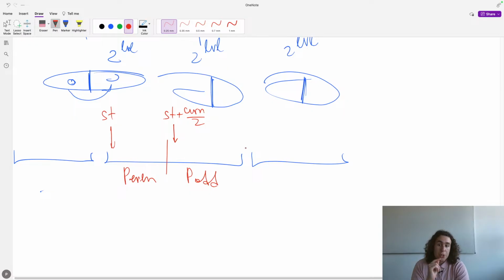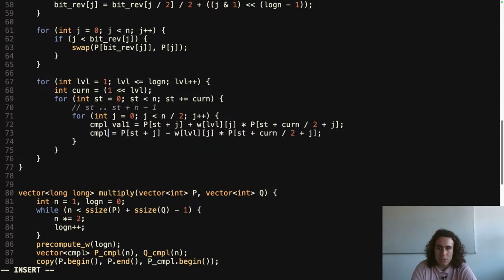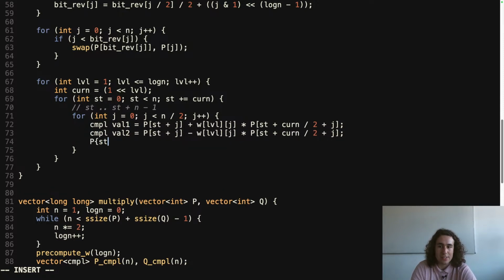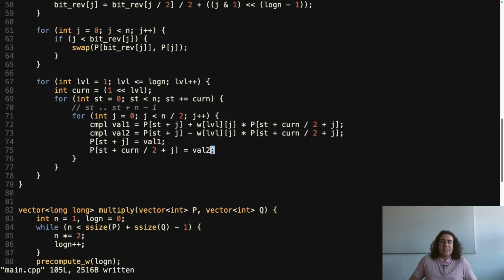And now we're trying to merge these two parts. The problem is that when we do this, assign this thing, p st plus j changes, but we need to use the old value to calculate this one. So we need to first save these values and then use them. So this will be val1, this will be val2. So we first compute them and then we assign. p st plus j plus n half is equal to val2. Be careful with that. If you use two values to compute two values, you need to store the intermediate result somewhere.